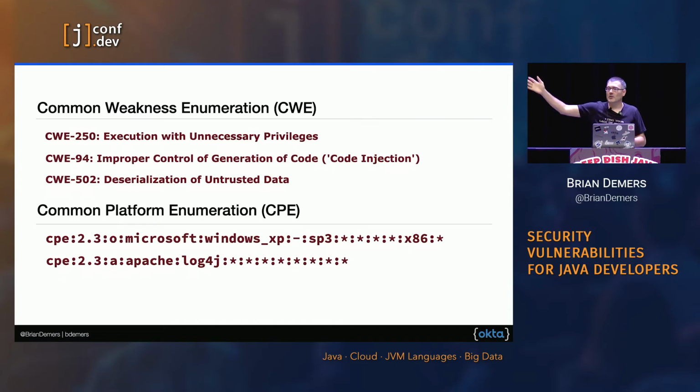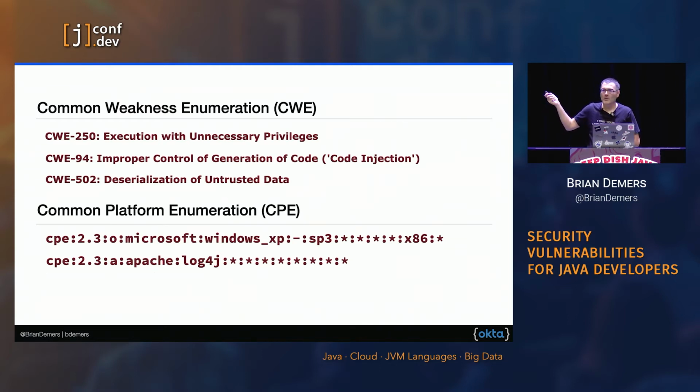This is just the name. So I think Windows XP was the last version of Windows I really used consistently. So there's a bunch of information in this name, right? It's got Service Pack 3. It's got the architecture x86, which nobody uses anymore, but that was a long time ago.